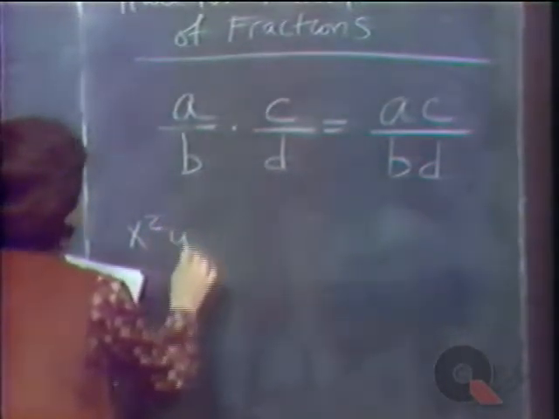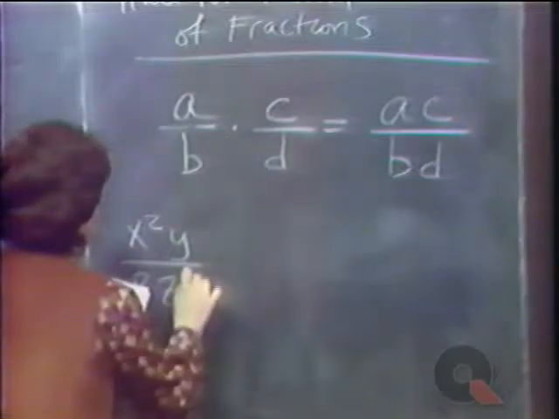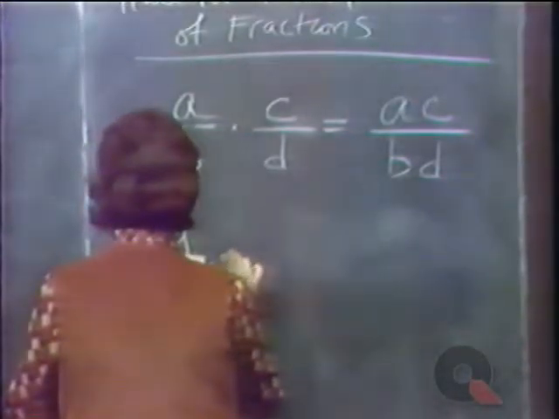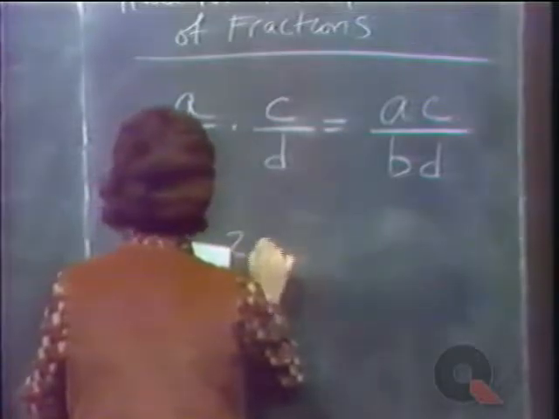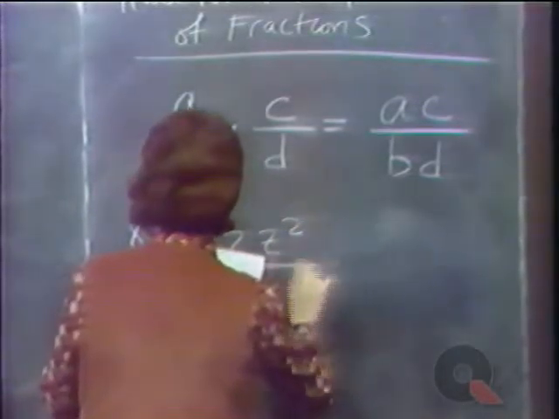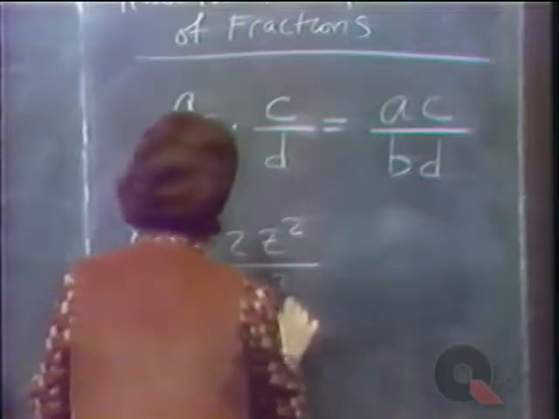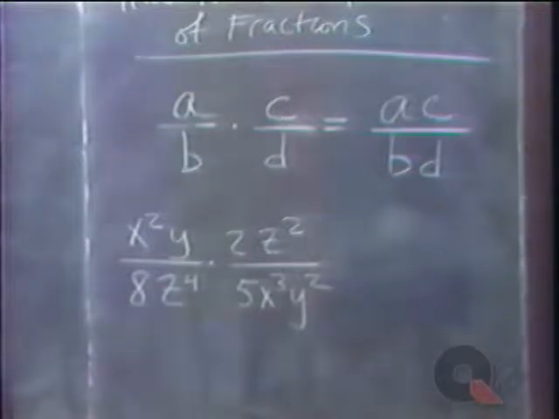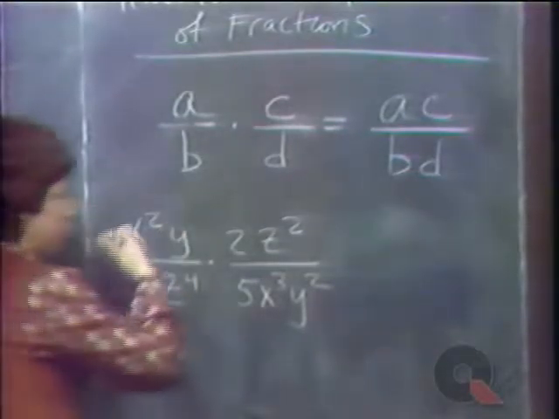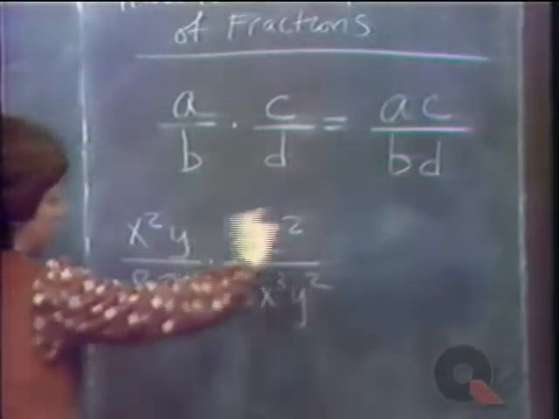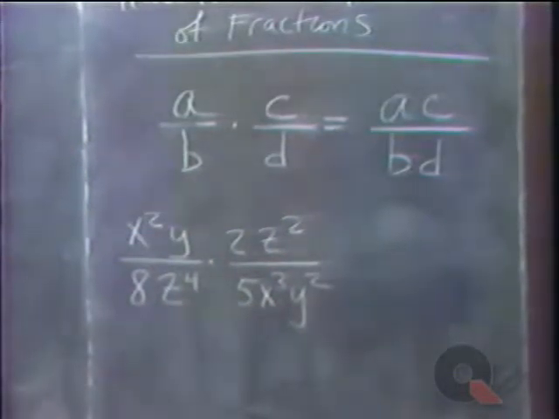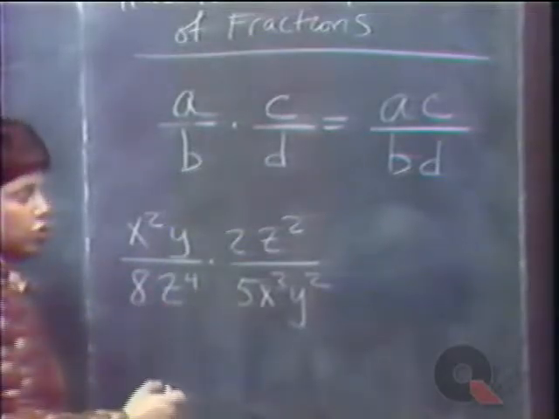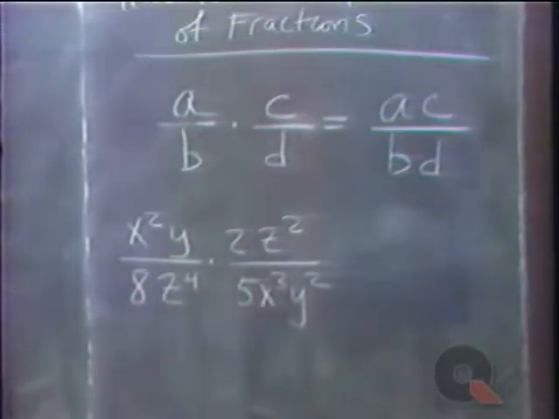X squared y over 8z to the 4th times 2z squared over 5x cubed y squared. All right. Now, before you can do the multiplication straight off, in other words, multiply the numerators and divide by the product of the denominators, very often it's a little easier if you first try to do some reducing, okay, and then do the multiplications.